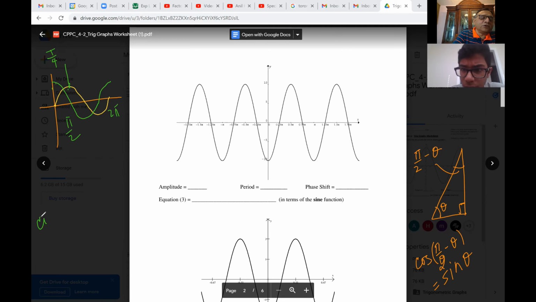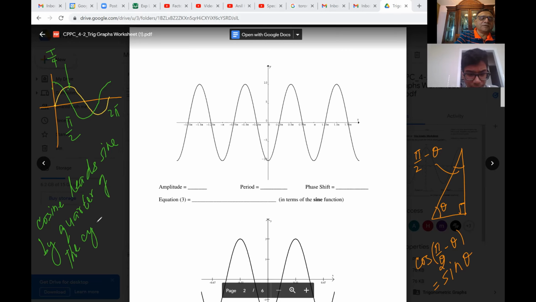So we say that cosine leads sine by a quarter of the cycle. So T by 4 is key. That is the relation between the two. Okay, perfect.